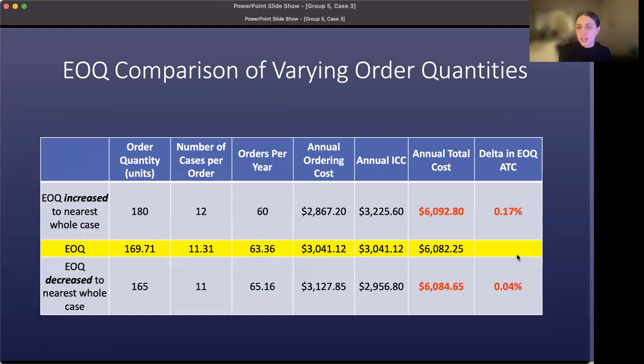We built the chart out a little bit further with the EOQ, rounding it to the nearest whole case in either direction. So small variations in inputs are generally having low impact on outputs. Seen here, the EOQ is 11.31 cases. We're rounding that up to the nearest whole case at 12, resulting in a 0.17% increase in annual cost, about $10 a year. And an EOQ decrease to 11 cases per order results in a 0.04% change, a decreased annual cost of about $2.20 annually.